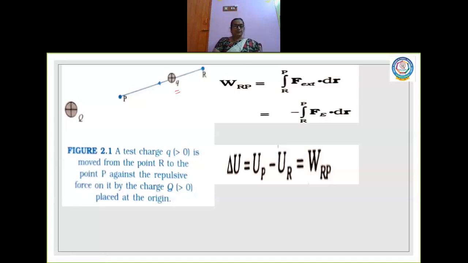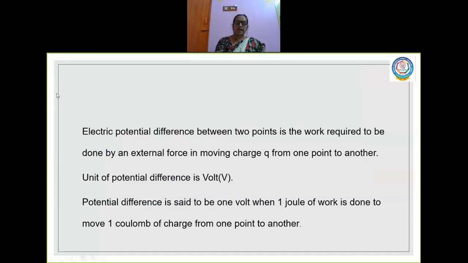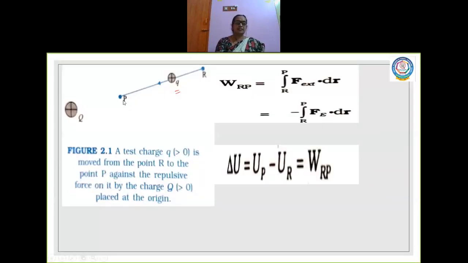Now when I keep the test charge at R, this plus Q would have already created an electric field, yes or no? So when I keep a test charge in the electric field at position R, there will be a force of repulsion, yes or no? This is nothing but Coulomb force. We say that F is equal to 1 by 4 pi epsilon naught Q1 Q2 by R square. Here it will be capital Q into small q by R square, right?